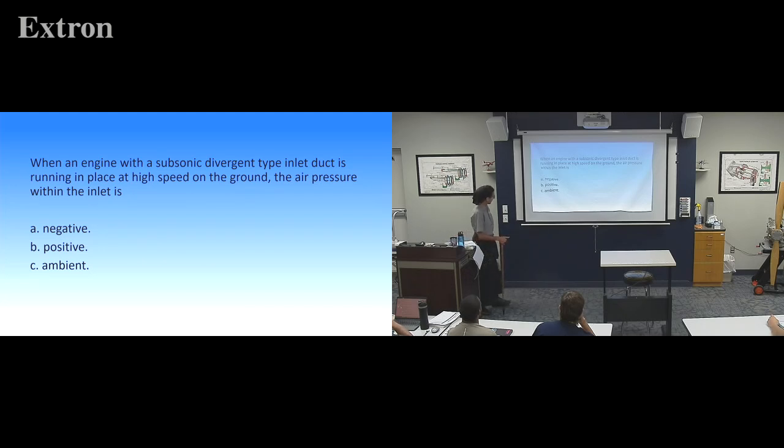How about when an engine with a subsonic divergent type inlet duct is running in place at high speed on the ground, so the aircraft's stationary but the engines are at high speed, high RPMs. The air pressure within the inlet, is it negative, positive, or ambient?